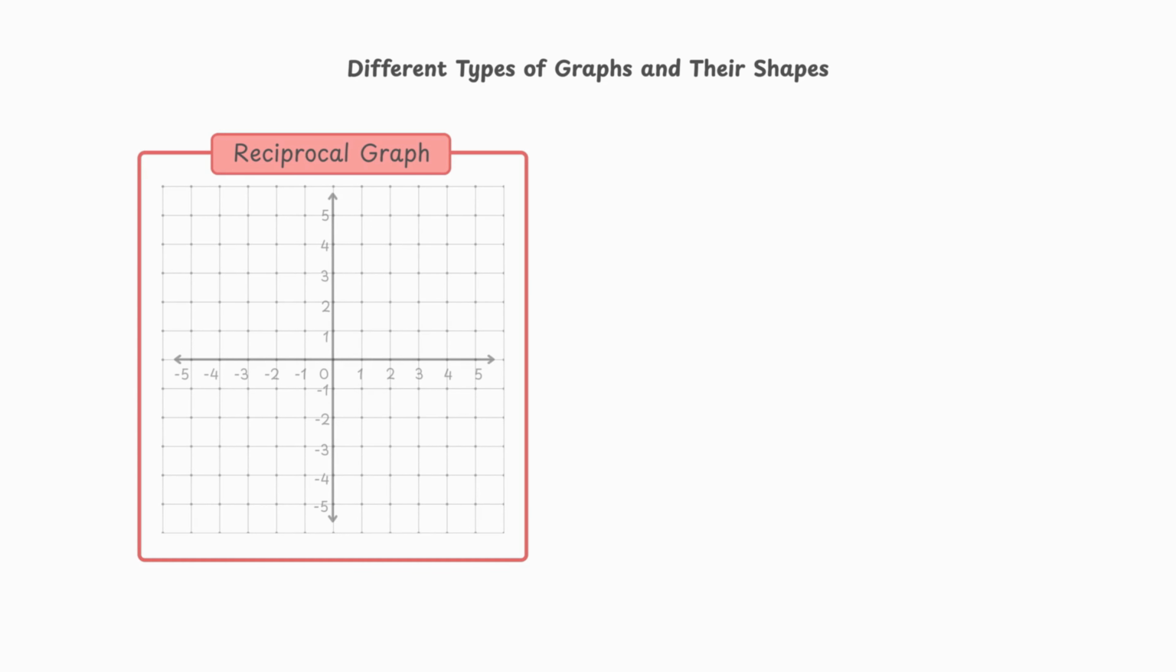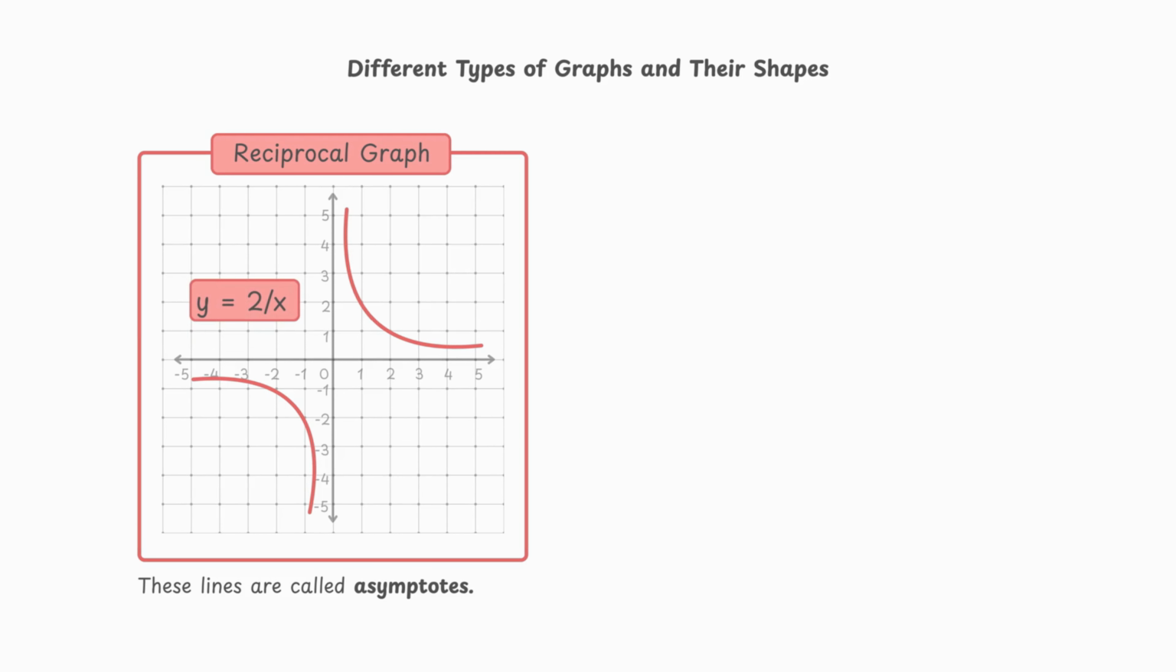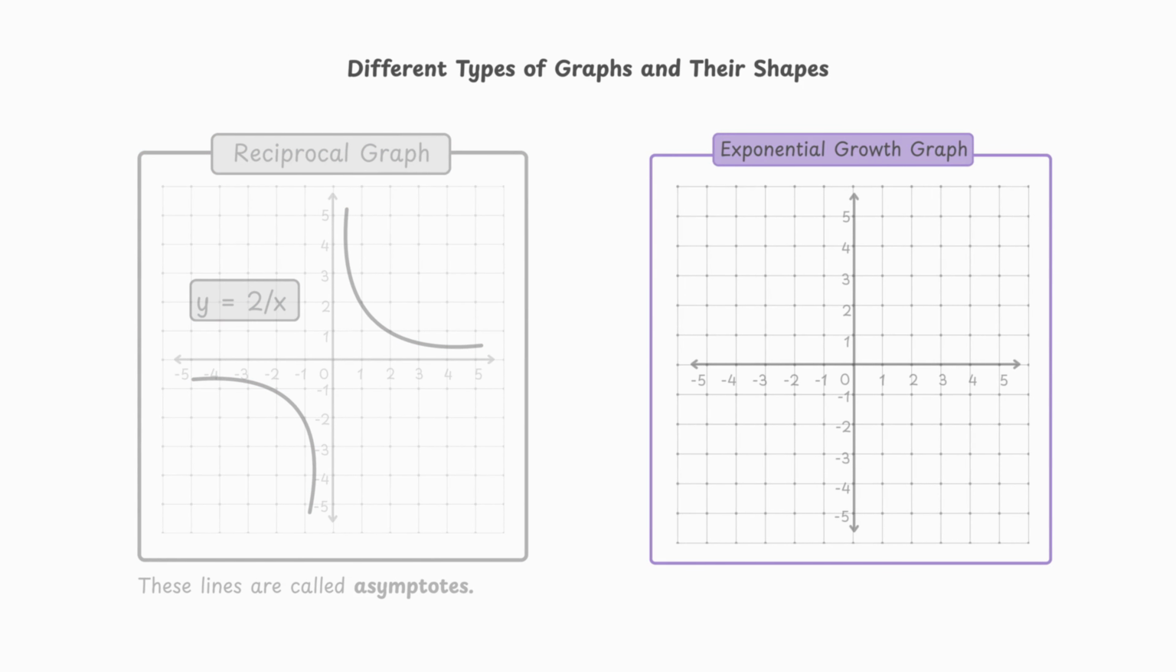On the left, we have a reciprocal graph. Notice the shape carefully. The graph is split into two separate parts. One part is in the top right region, and the other part is in the bottom left region. This graph never touches the x-axis or the y-axis. Instead, it gets closer and closer to them. These lines are called asymptotes. The equation shown is y equals 2 divided by x. As x gets larger, the value of y becomes smaller. And as x gets closer to 0, the value of y becomes very large or very small. So the key feature here is the two separate curves and the fact that the graph approaches the axes but never touches them.